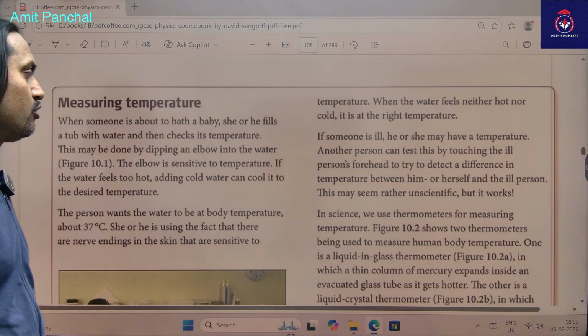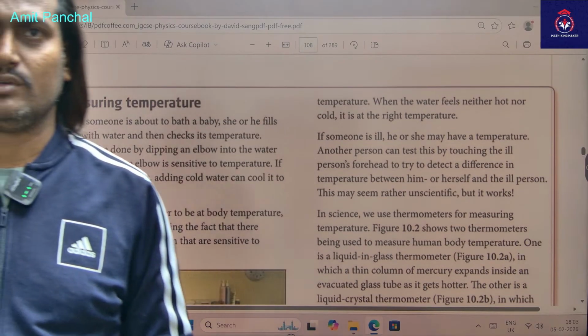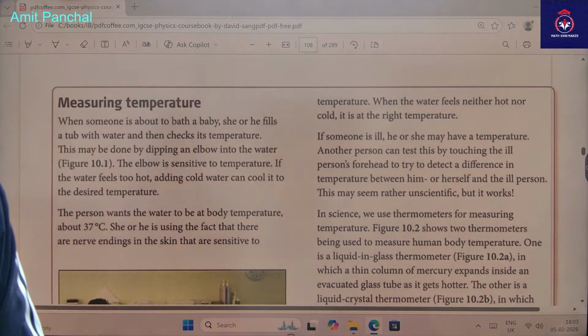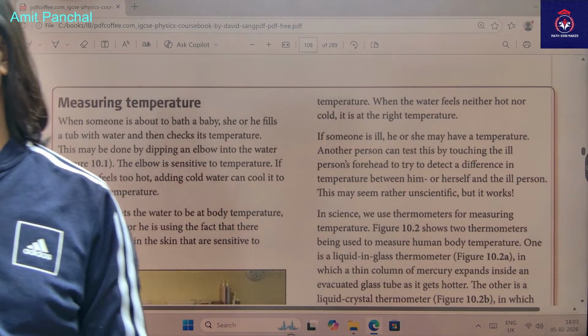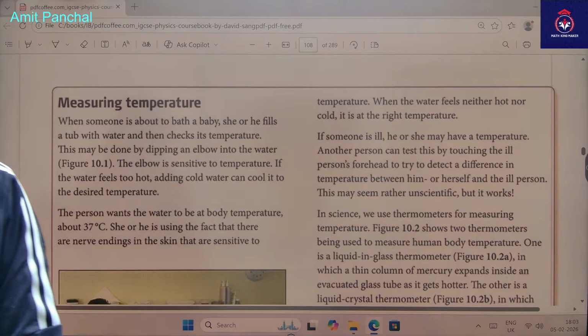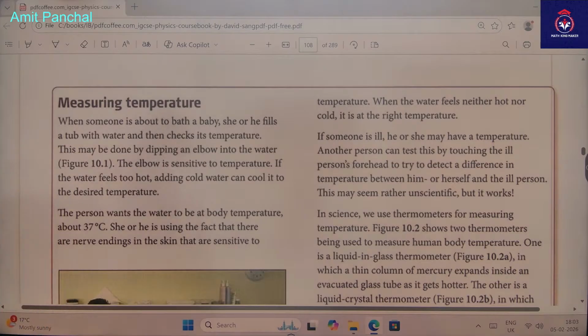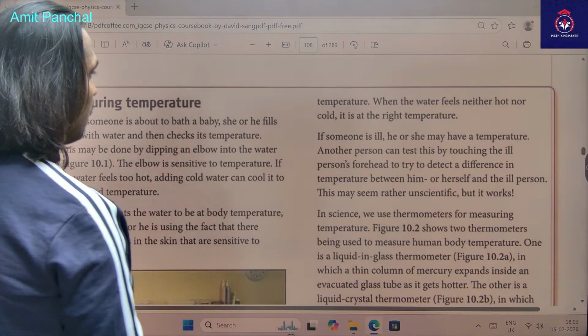So now, measuring temperature. Why do we require to measure temperature? In fever also we measure temperature. For the human body it is basically 98.3 degrees Fahrenheit. It is the normal temperature of the body. But as it goes up, our body gets heated.